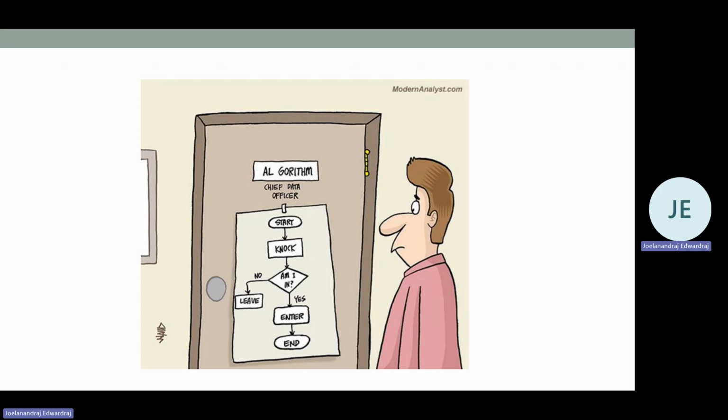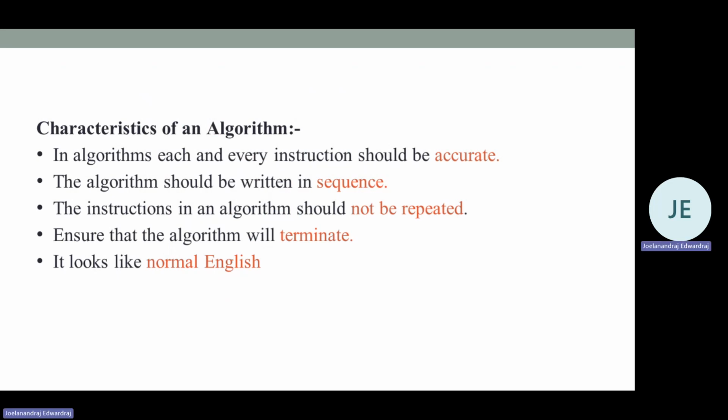So what should be the characteristics of an algorithm? Does an algorithm need a character? It's not a human, right? Why does it need a character? If it is not regulated by a character, what will happen? The outcome won't be as expected. So the algorithm has some characteristics. If it sticks to the characteristics, then definitely the outcome will be very good.